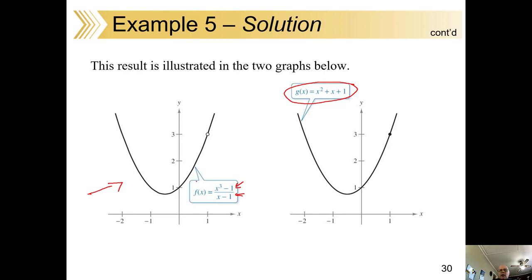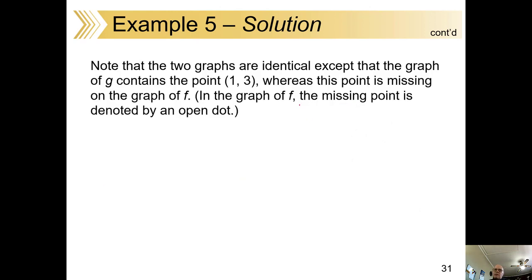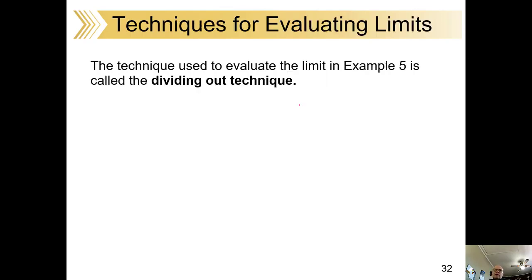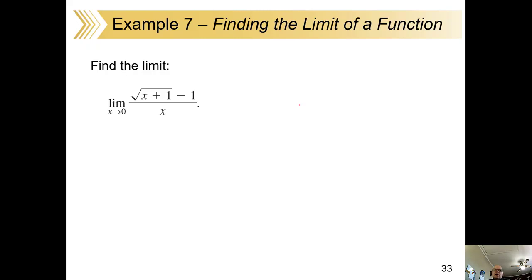Almost everywhere, f of x and g of x are the same. The only place they're different is at x equals 1. We don't care because all we're looking for is the limit as x approaches 1. In other words, note, if two graphs are identical except for one point, the limits will be the same. This technique or trick is called the dividing out technique or factoring, whatever you want to call it. Here's another one.